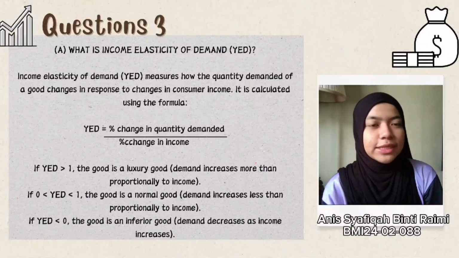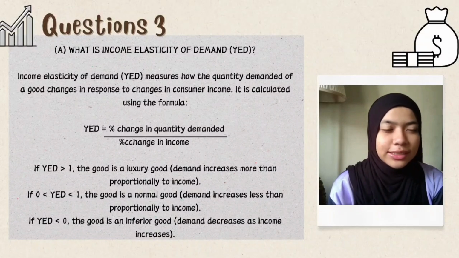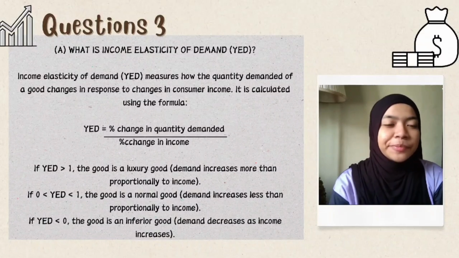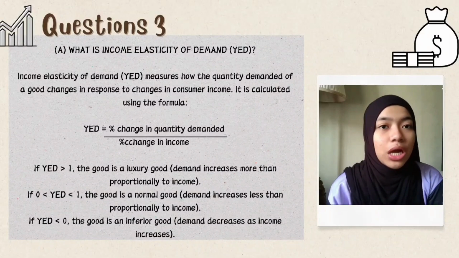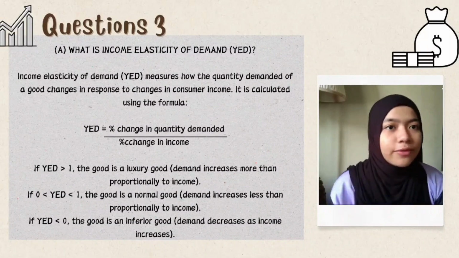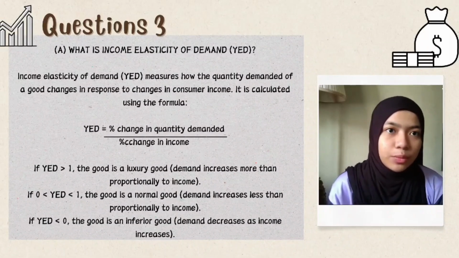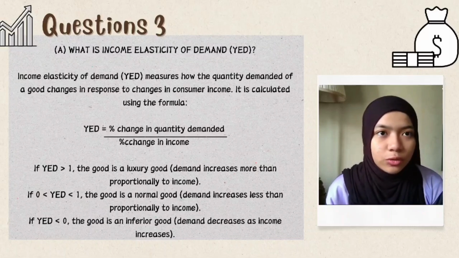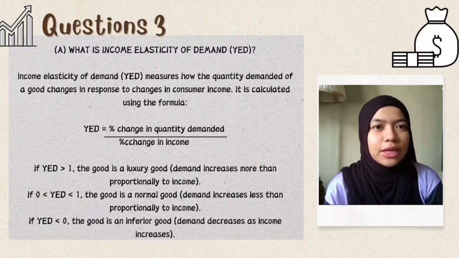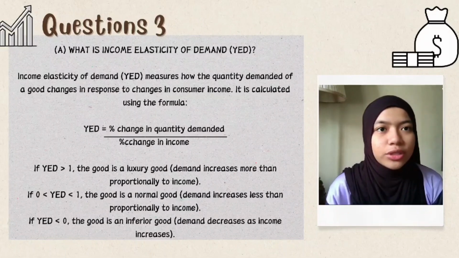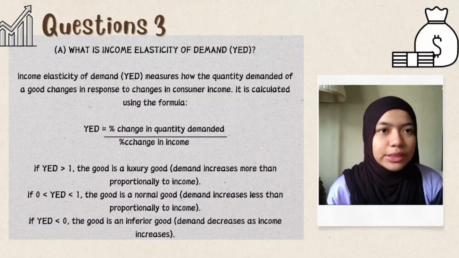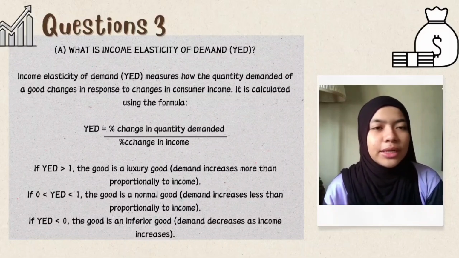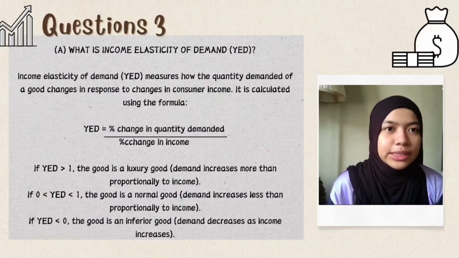Question 3. What is income elasticity of demand, YED? Income elasticity of demand measures how the quantity demanded of a good changes in response to change in consumer income. It is calculated using the formula YED equals the percent change in quantity demanded divided by the percent change in income.